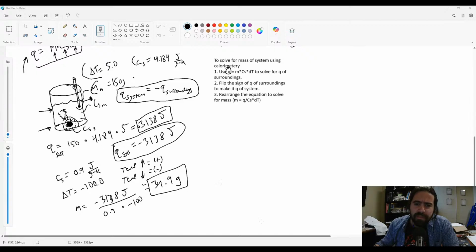There's something else called bomb calorimetry, which we could talk about another time. Maybe we'll discuss that in lecture. But as far as basic calorimetry is concerned, this is the main concept that I want you guys to be picking up.